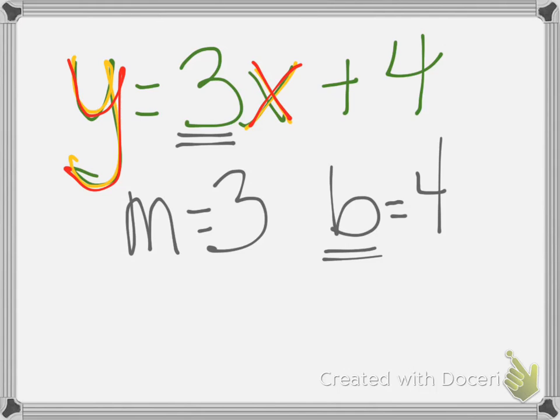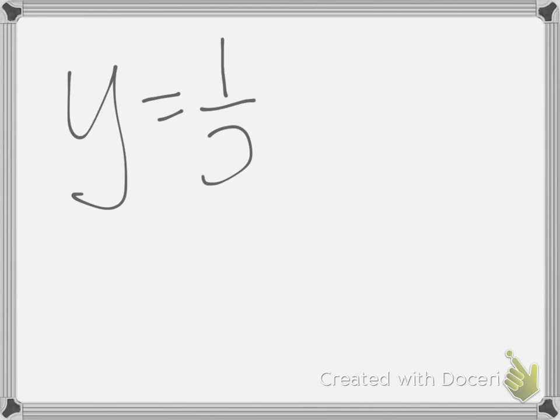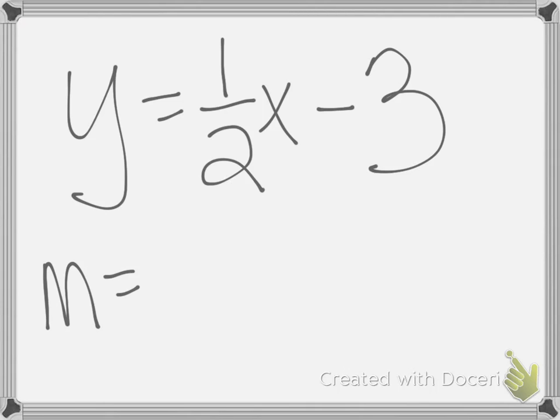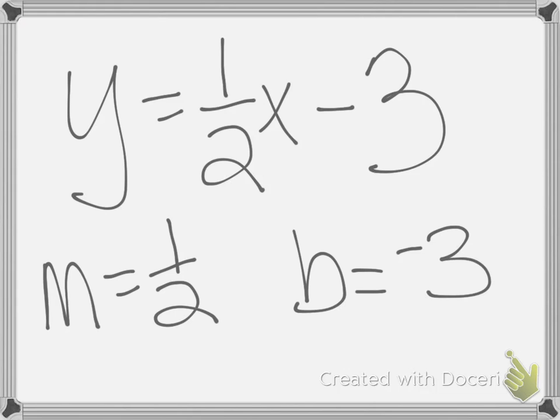Okay, let's clear this slide and we're going to try another one. Y equals, let's do 1/2 x minus 3. Okay, pause the video and tell me what the y-intercept is and what my slope is. Okay. Answer: my slope should be 1/2. My y-intercept should be a -3.